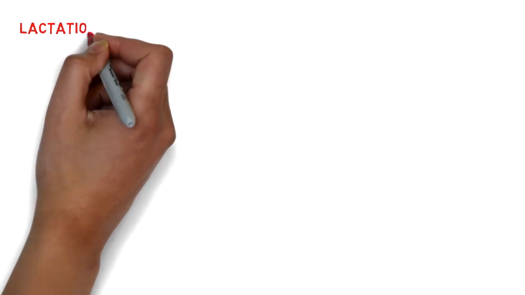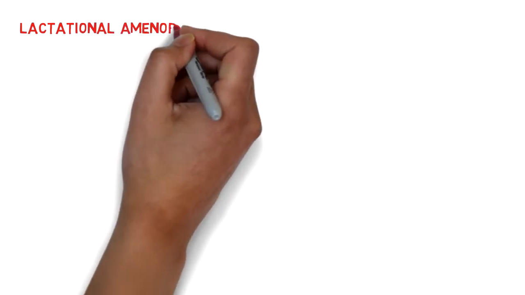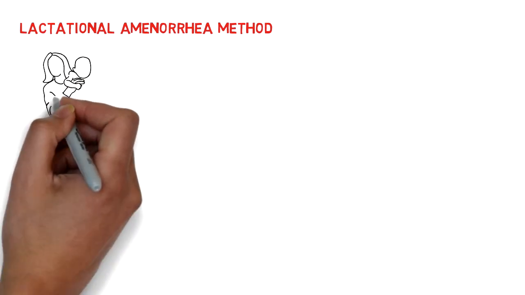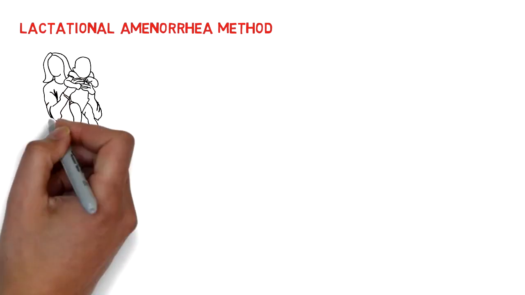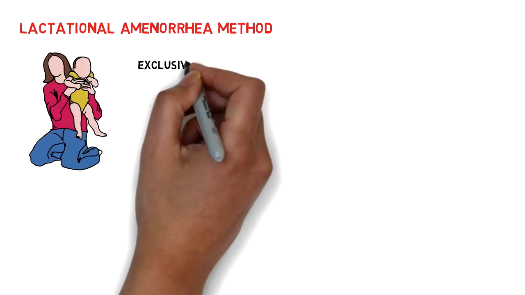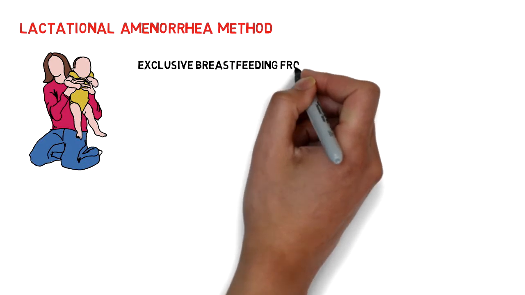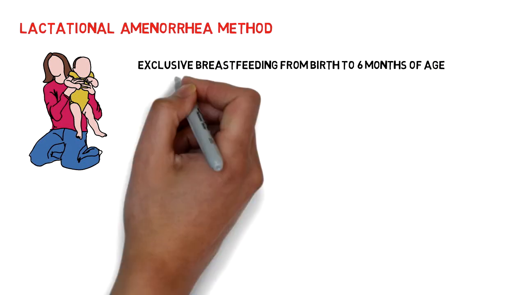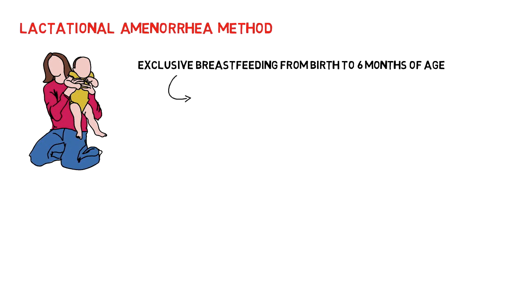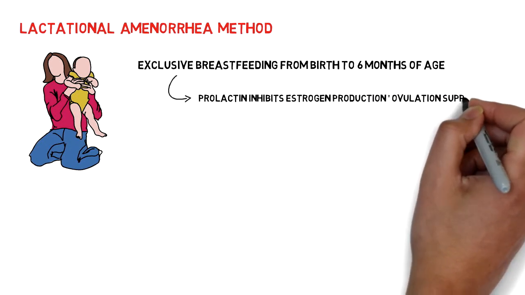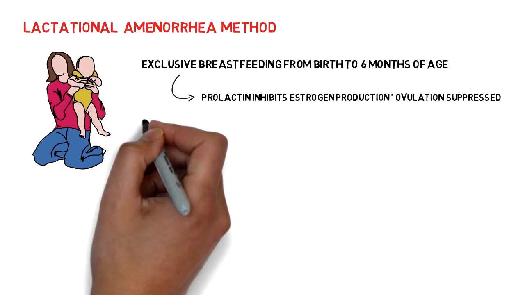Before moving on to the over-the-counter contraceptives, there are two final natural methods that are very different than the ones we just looked at. First, there is lactation amenorrhea method, which can only be used by a mother who is exclusively breastfeeding her baby, and the effectiveness is highest from baby's birth to 6 months of age. Because breastfeeding stimulates prolactin production, which inhibits estrogen production, it actually ends up suppressing ovulation. That's how it works as a contraceptive.